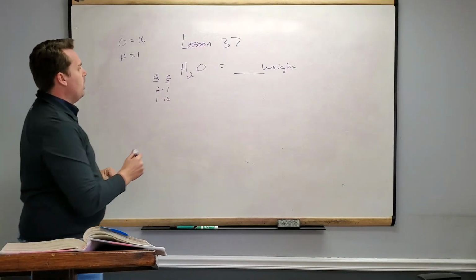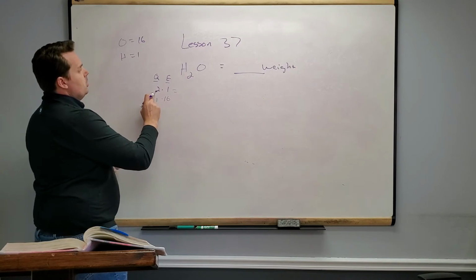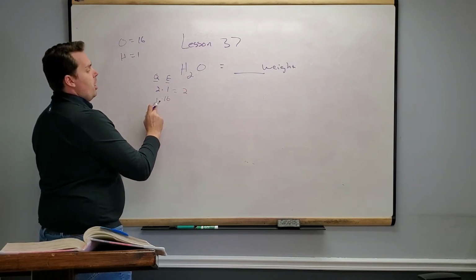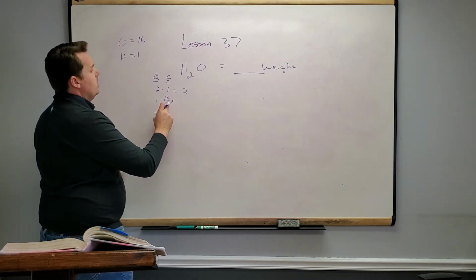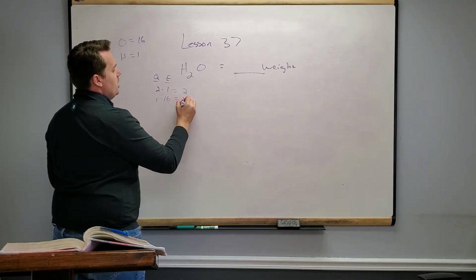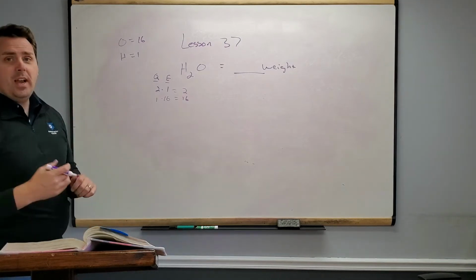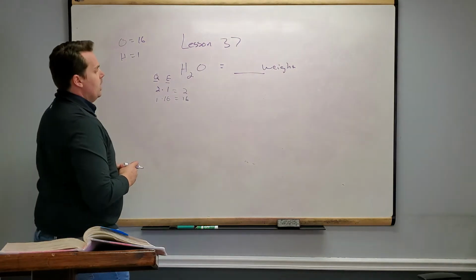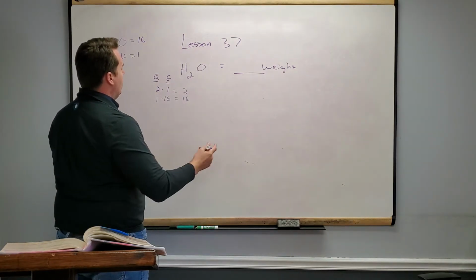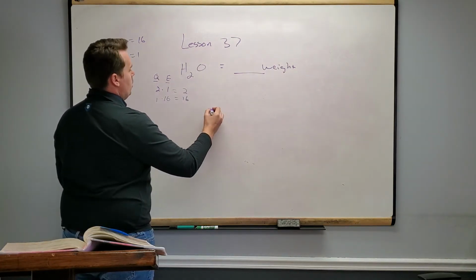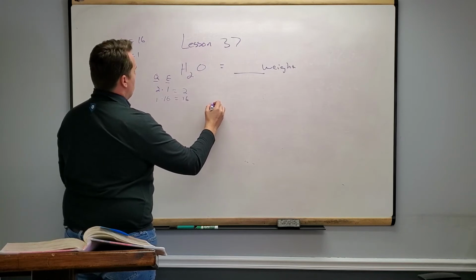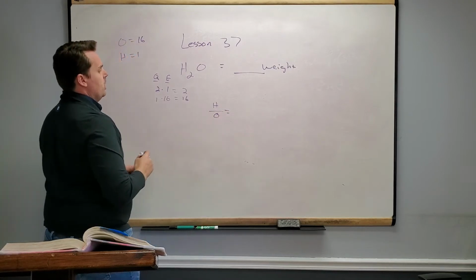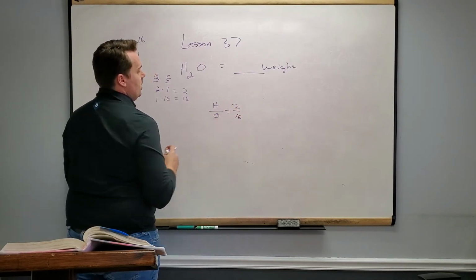So let's multiply these out. 2 times only 1 weight is 2. There's only 1 of the oxygen, but it weighs 16, a lot heavier than hydrogen. So this equals 16. So I find out some proportions from that like we used in the past. Thinking about my ratios, hydrogen over the oxygen is 2 over 16.